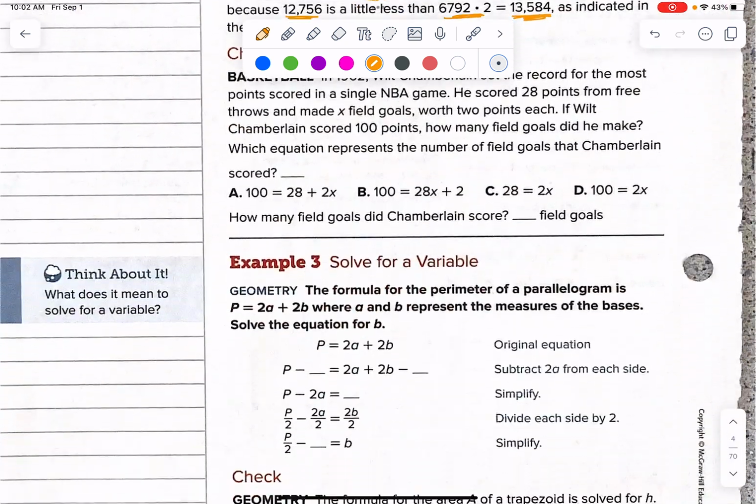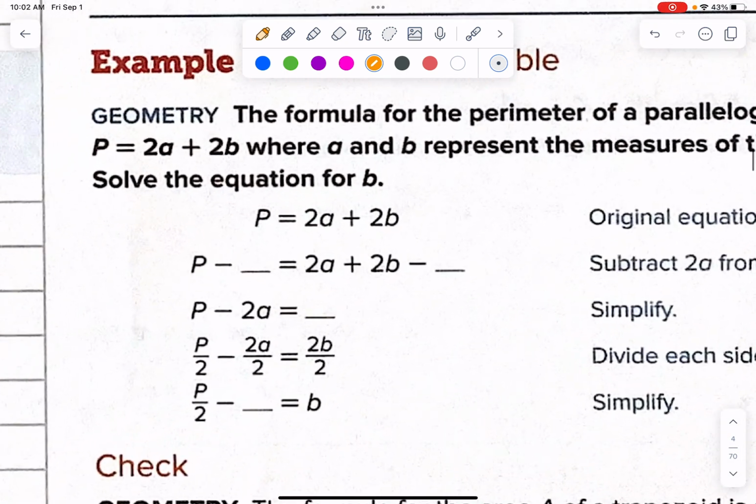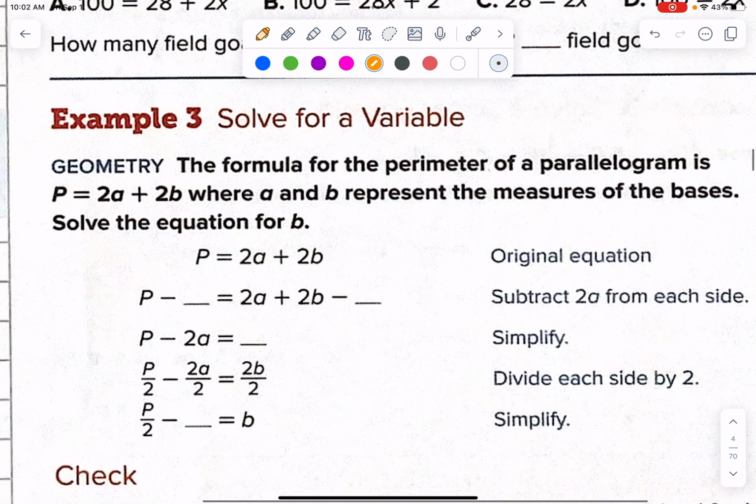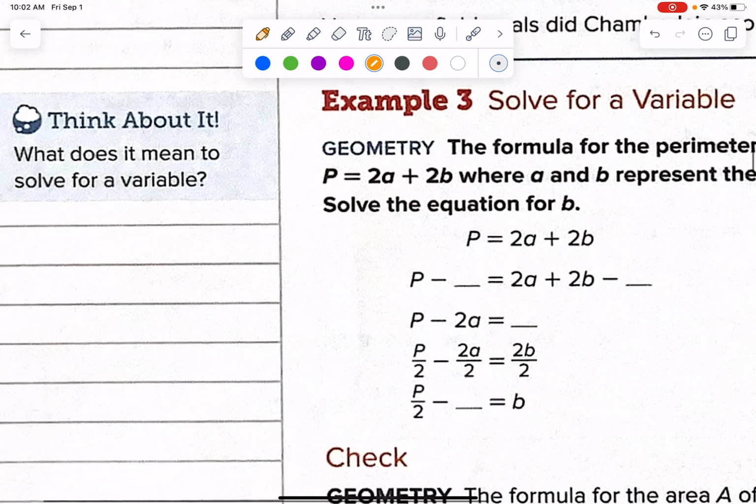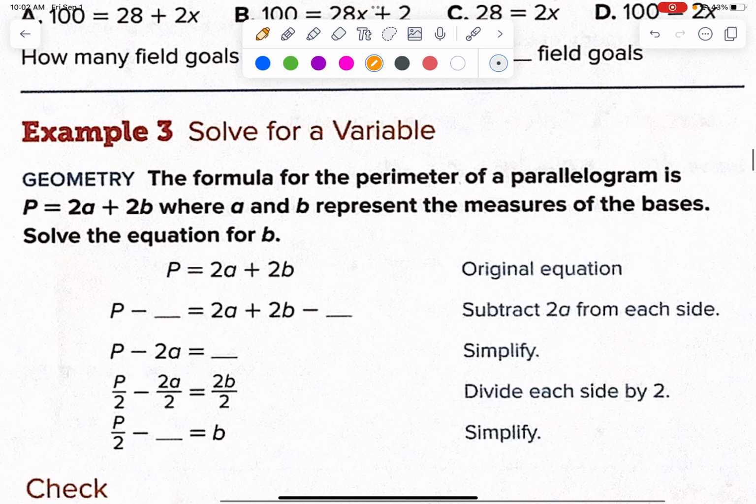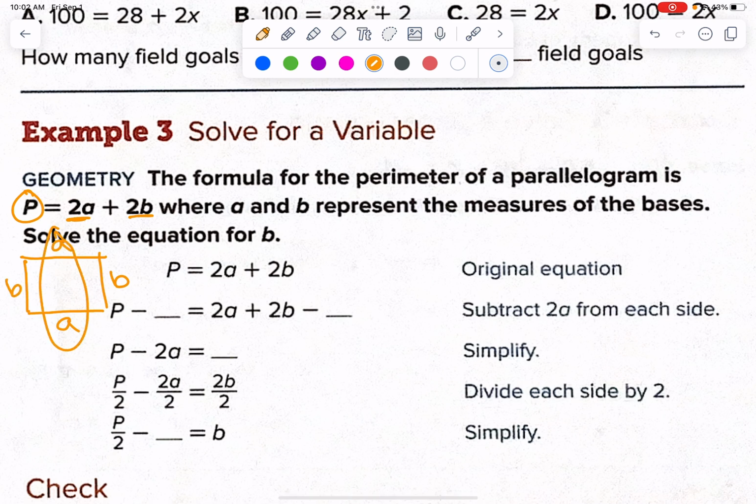All right, let's go to the next example, example 3. I think I'm gonna do my work over here off to this side. So it says the formula for perimeter of a parallelogram is P equals 2A plus 2B. A parallelogram would be like a rectangle. If A is this side and B is this side, and we're trying to find perimeter, we're adding all of them together, or 2A's plus 2B's. That's where they get this formula from. A and B represent the measure of the bases, so the sides.